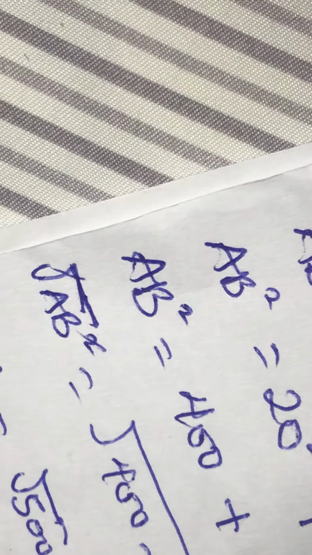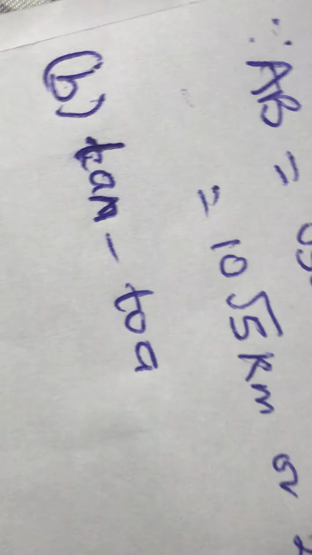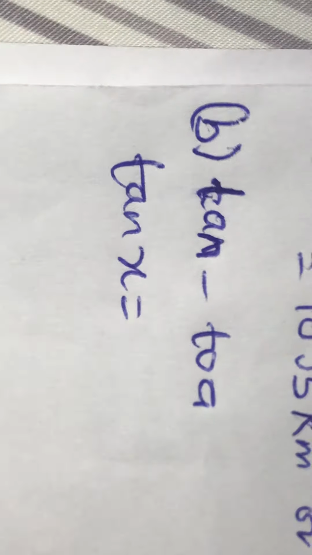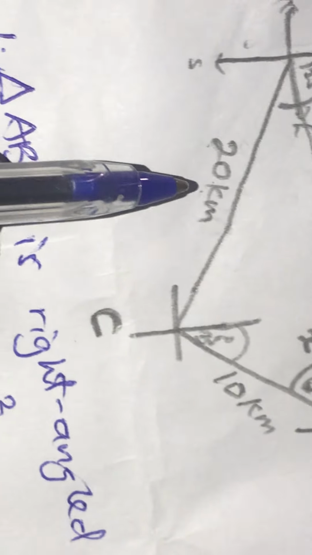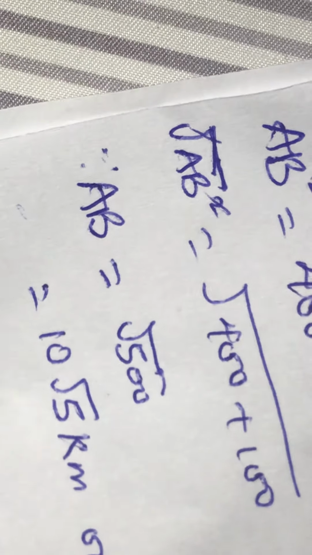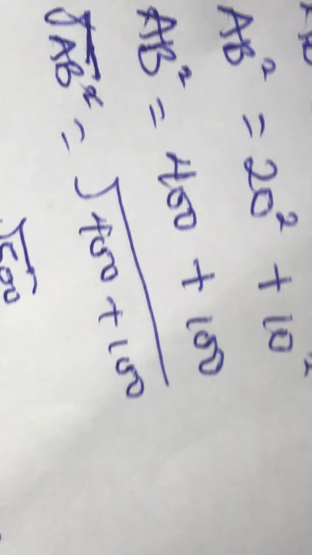Okay, let me move it up now. So we can apply the tan, which is opposite over adjacent. Good. Now this becomes tan x is equal to opposite, which is our 20 kilometers. So 20 over our adjacent, which is what? 10 kilometers. 10. We are looking for x.